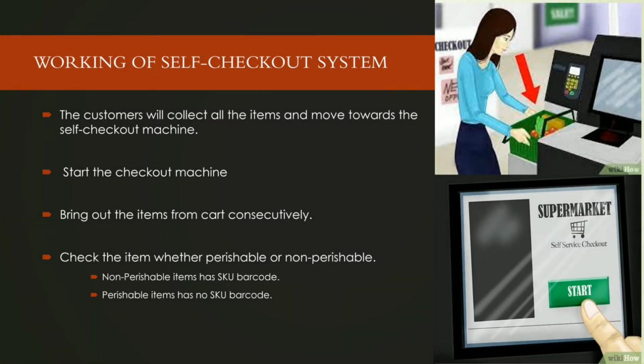Now, let us see the working of the self-checkout system. Firstly, the customer collects all the required items and then moves towards the self-checkout machine. After reaching the machine, he puts his cart or basket near it. Then he starts the checkout machine. Now bring out the items from the cart consecutively. Check whether each item is perishable or non-perishable. The non-perishable items have an SQO barcode, whereas perishable ones have no SQO barcode.